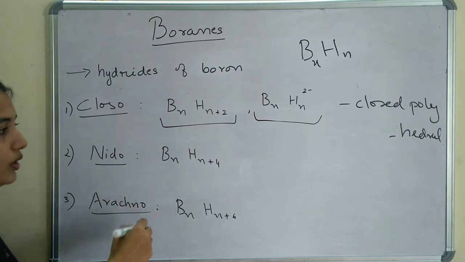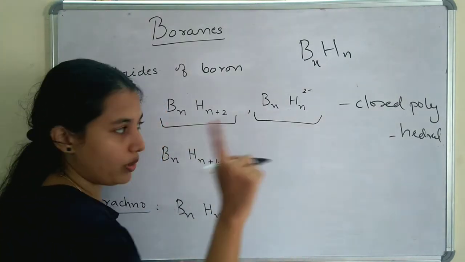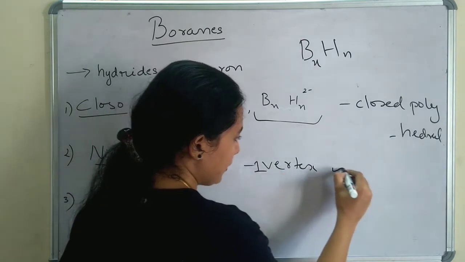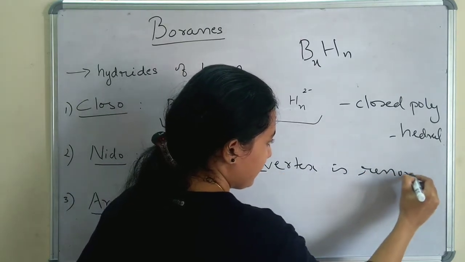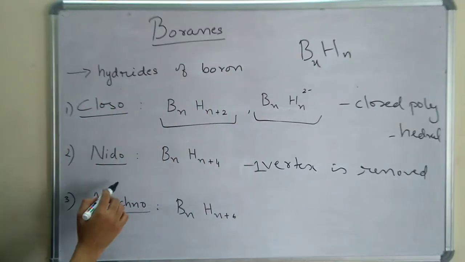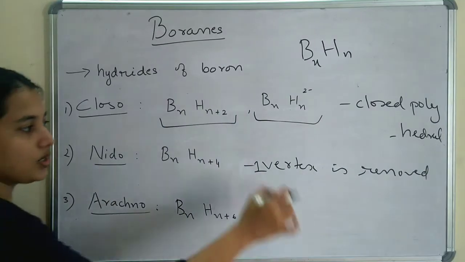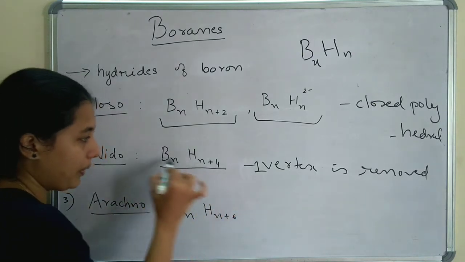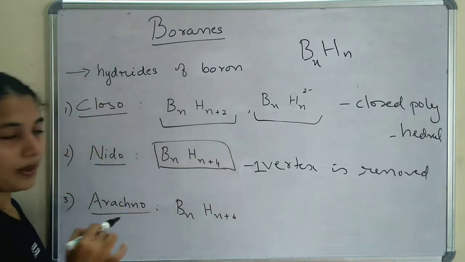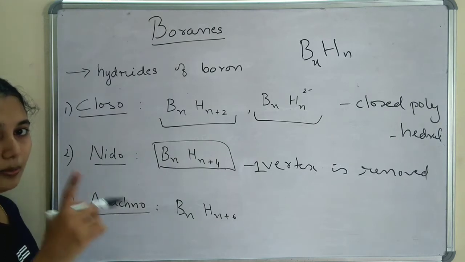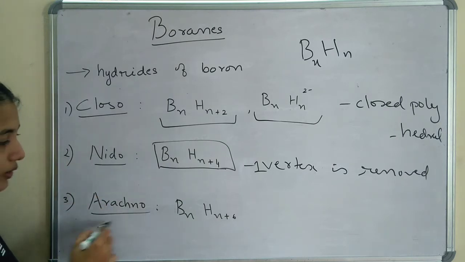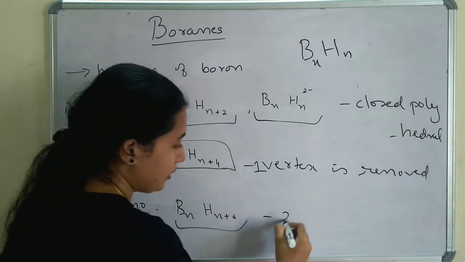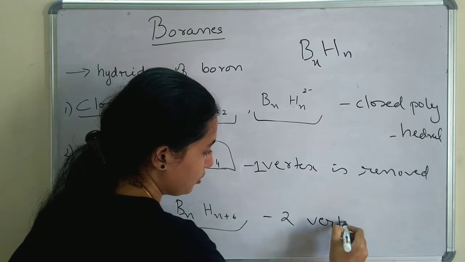And coming to Nido, from the polyhedral structure, one vertex is removed. So it is not a closed structure now, and it is called a Nido borane. BnHn+4 is the formula for Nido. And for Arachno, BnHn+6, where two vertices are removed.